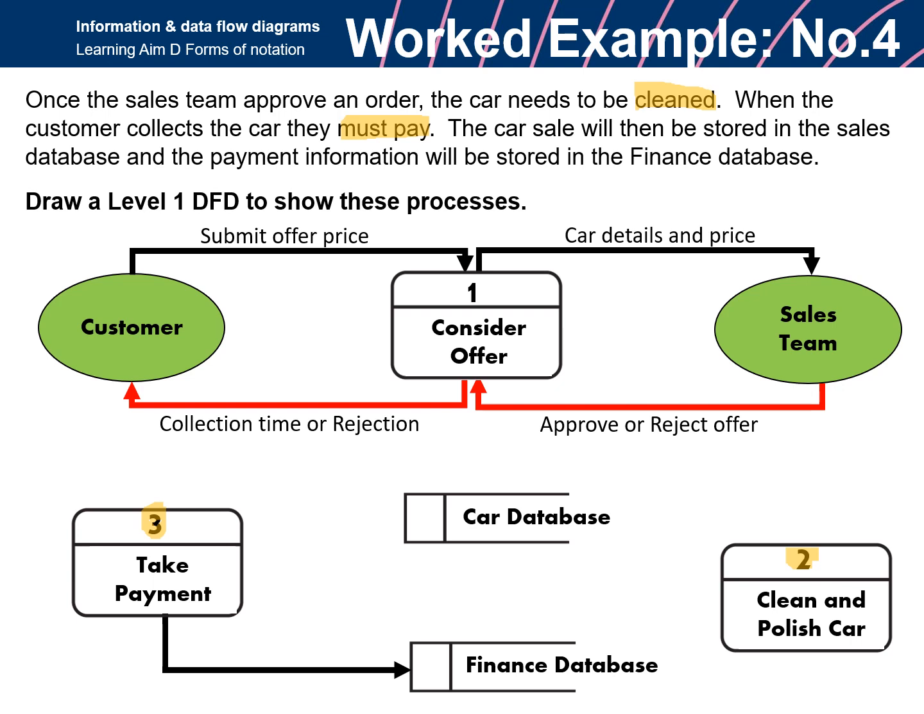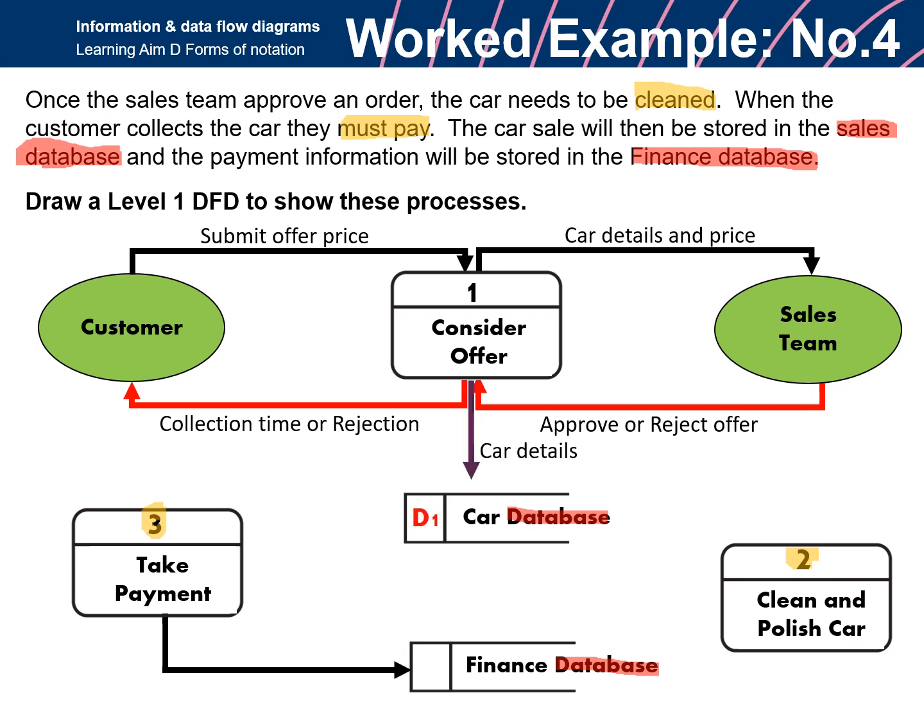The car sale will then be stored in a sales database. So it will be recorded in a car database, the sale that has occurred. And the payment made by the customer will be stored in a finance database. So we know if they paid by cash or cheque, so if they come for a refund in a few days' time, we can give them their money back in the correct format. So I've now drawn my databases for my files and my processes for the scenario. I now just need to link them all up to show the flow of the data.